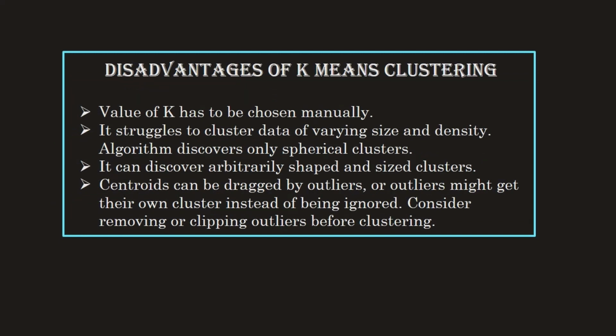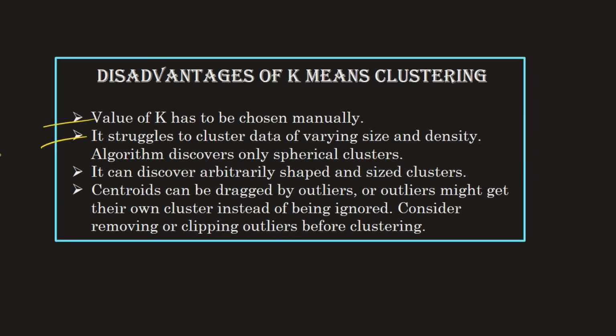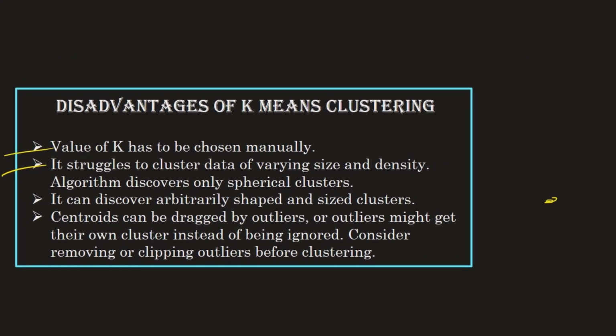Let's also quickly discover the disadvantages of using this clustering method. The value of k has to be chosen manually, and we have seen that it is a bit tricky and requires some manual effort. It struggles to cluster data of varying size. The algorithm discovers only spherical clusters, which means if we consider a data set where we have clusters looking something like this, the algorithm will not do well, because it performs well discovering only spherical clusters.